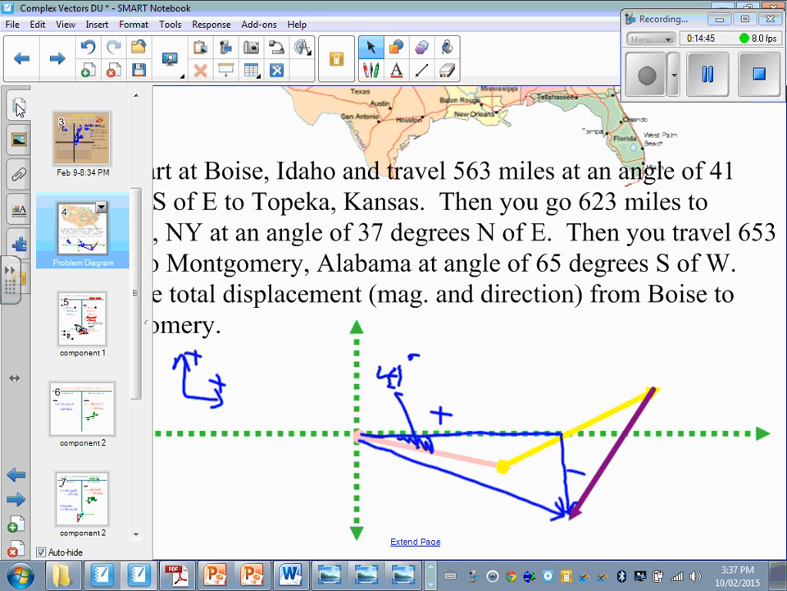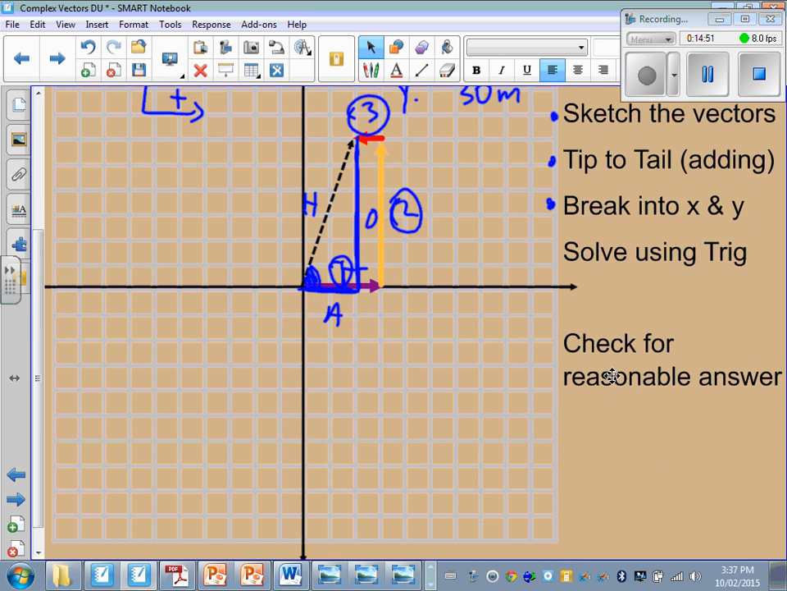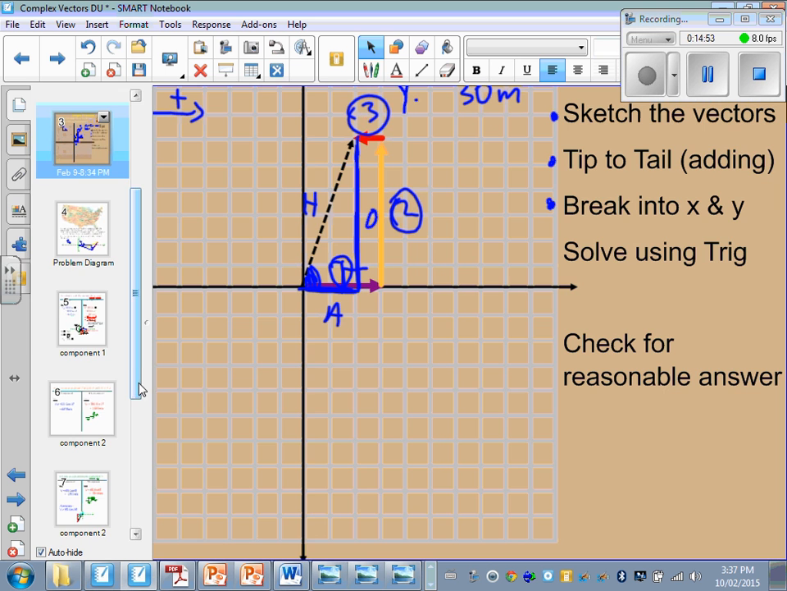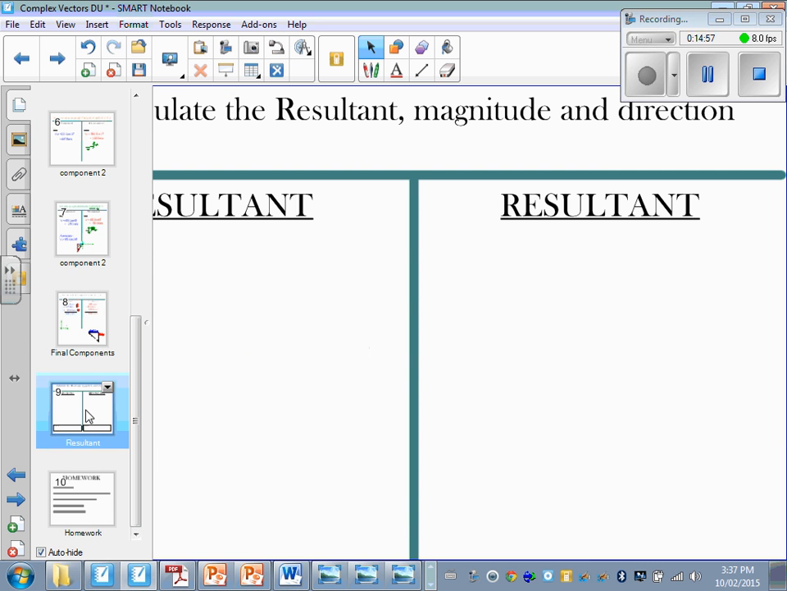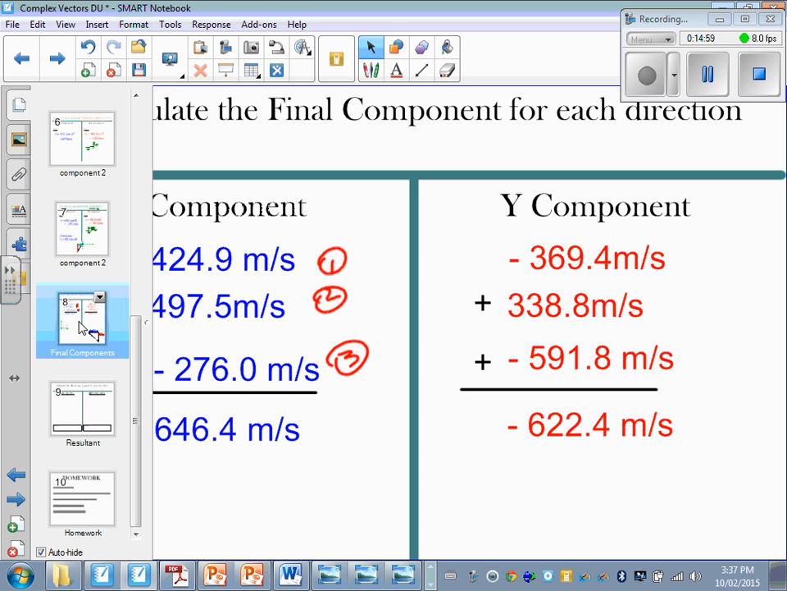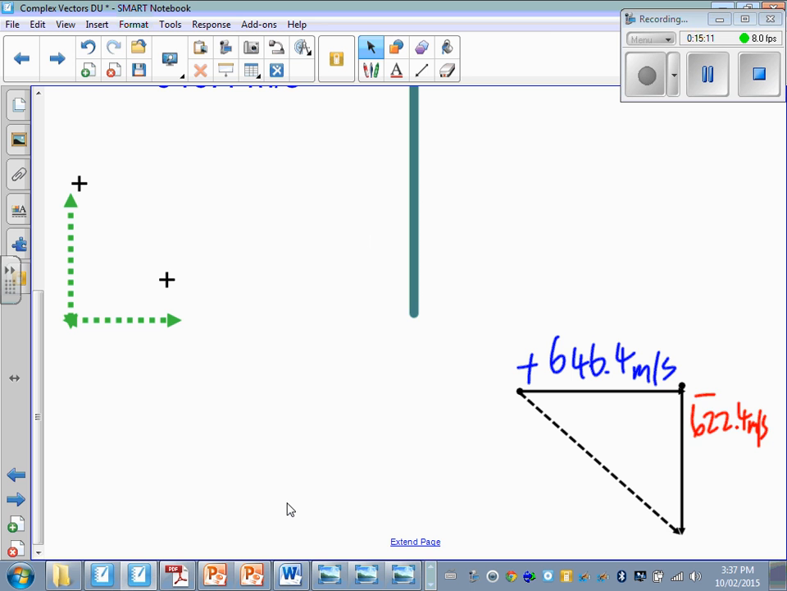So the last tip that I gave you as part of this in terms of stepping it through was check for a reasonable answer. Make sure that it matches up to where you would expect it to be. Okay, so we've done a couple of different parts. We've broken the vectors into their x and y components. Then you're going to get the total x, total y. All that would remain to do would be to find the angle.